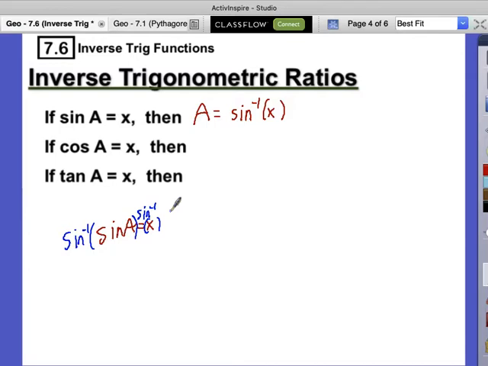Now if we look back to earlier, when we had multiplication and division going together, we see they undid each other, right? They simplified out. Same thing, inverse sine and sine simplify out. So what we are left with is that angle. So we have angle A is now equal to the inverse sine of x.